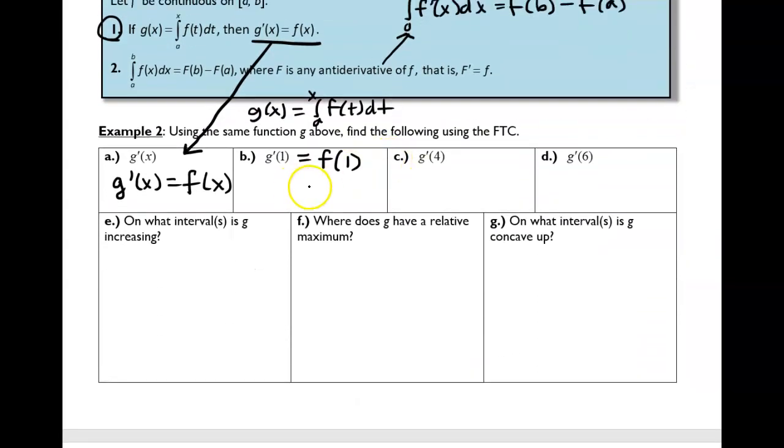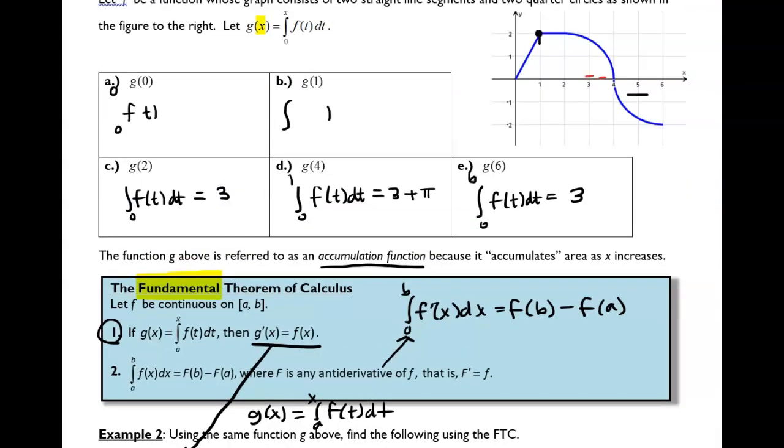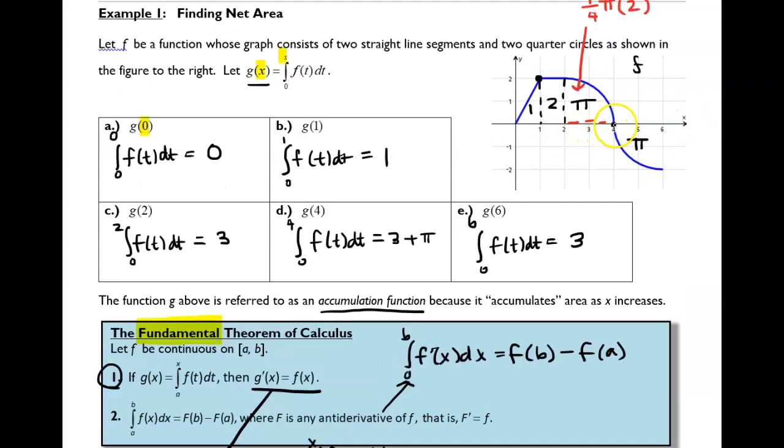So notice I'm looking at the y values on this graph because this is the graph of f. So f of 1 just means the y value on the graph of f at 1, which is 2. G prime of 4 means I will find f of 4. And again, I've already said that g prime is equal to f. And so then if I want to find f of 4, or g prime of 4, that's just f of 4. So I look at the graph. f of 4 has a y value of 0.